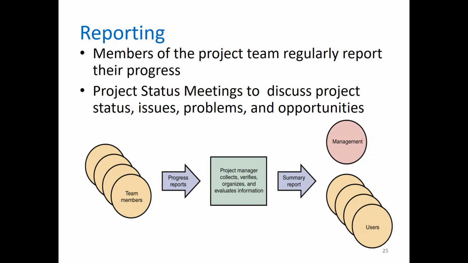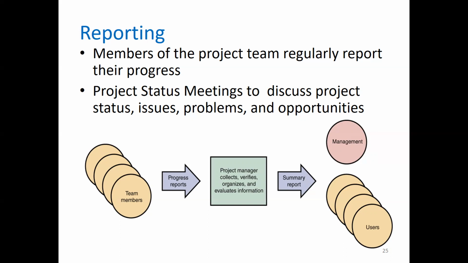Now, reporting of project team: members of the project team regularly report their progress. Project status meetings are held to discuss project status, issues, problems, and opportunities. If you have a look at the diagram, this is what happens. The project team members report their progress to the project manager. The project manager collects those reports. And it's not going to be just one, it's going to be many, okay? Because the project team members may be consecutively working on several tasks.